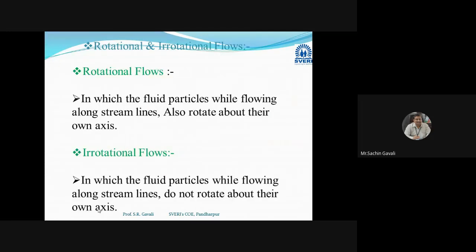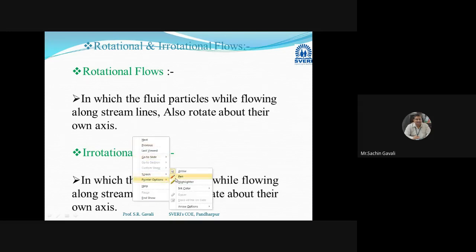Now, another type of flow is called rotational flow. Rotational flow means the fluid particles, while flowing along straight lines or streamlines, also rotate about their own axis. So that type of flow is called rotational flow. The fluid particles move forward and while moving they also rotate along their own mass center, own axis. That type of flow is called rotational flow.